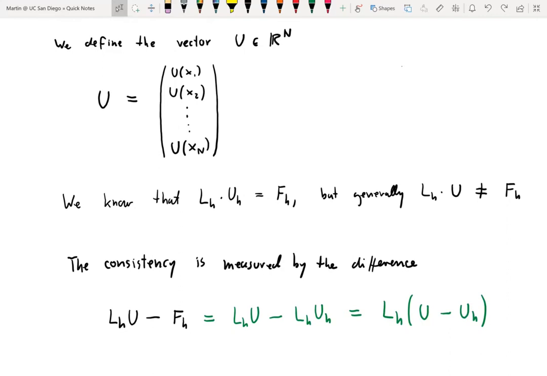That can be written in different ways. For example, we know that FH is the same as LH times UH, so we can rewrite this difference as LHU minus LHUH. And since the matrix vector product is linear, we can also rewrite this as LH times U minus UH. Those different ways of writing LHU minus FH will come in handy later.